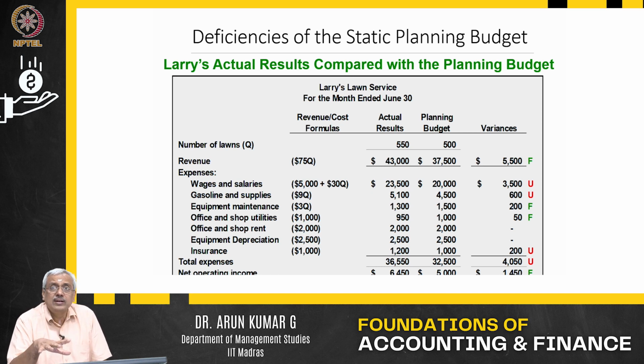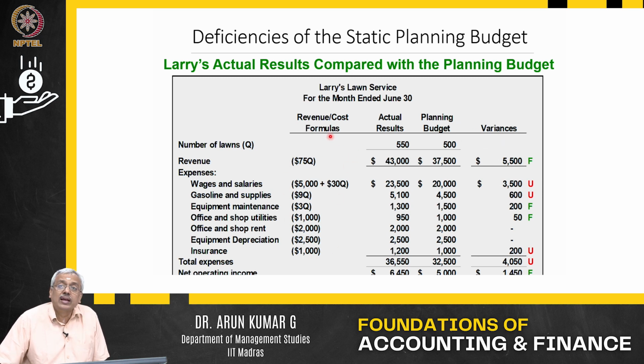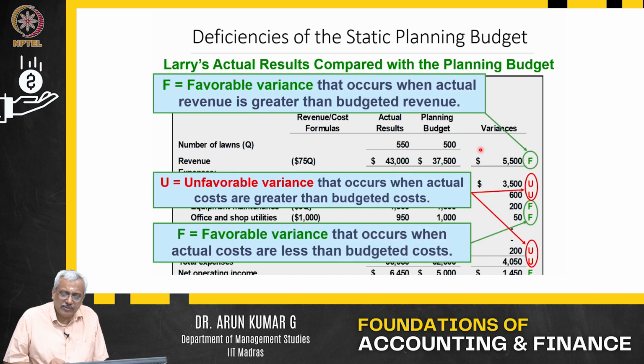No. Please note, this planned budget cannot be used for comparison. Based on the planned budget, whatever you see here, where my pointer is, the revenue and cost formulae, I will have to prepare a flexible budget for these 550 lawns, and then compare and look at the favorables and unfavorables. So what do I do? I am just going to the next one.